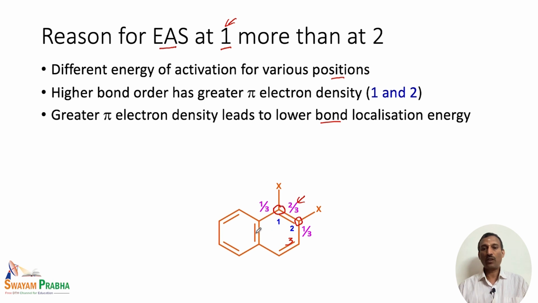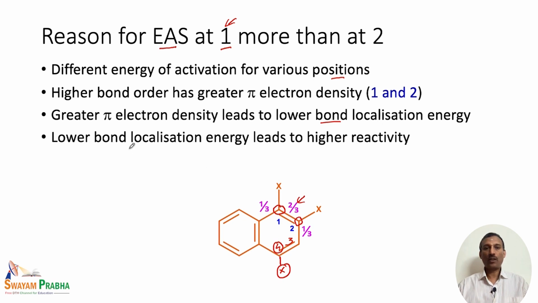Of course, when we look at other substituents, we will say these 3 and 4 positions are a little different, but we have earlier seen the symmetry of this molecule. So the attack at position 1 and the attack at position number 4 are more or less the same site of attack. Whatever is applicable at position number 1 also happens at position number 4. When there is a lower bond localization energy, that leads to higher reactivity at that particular position.